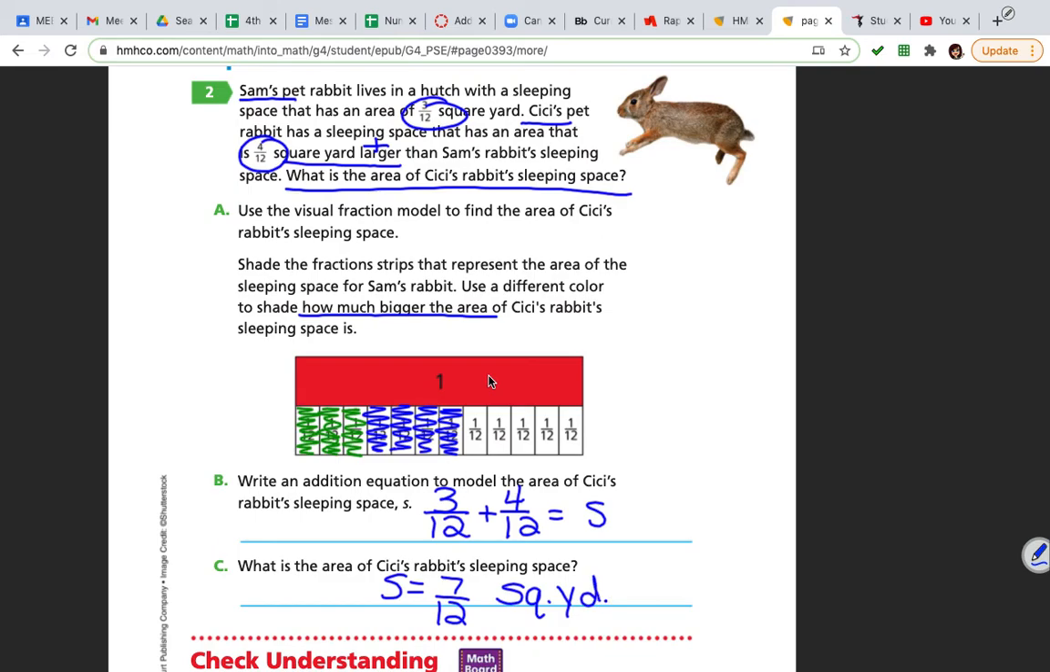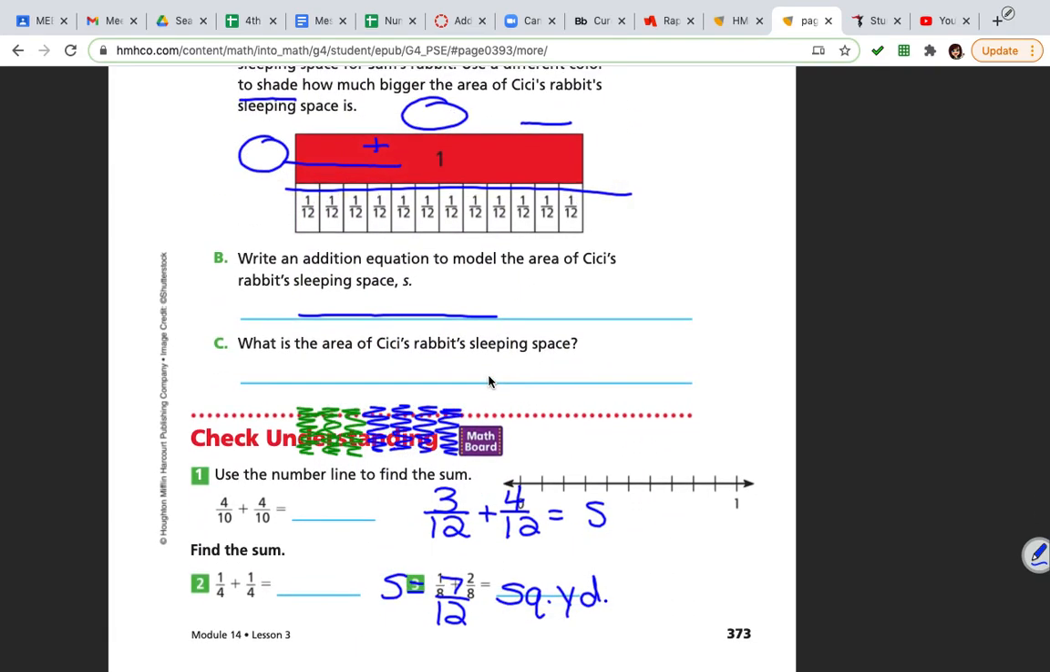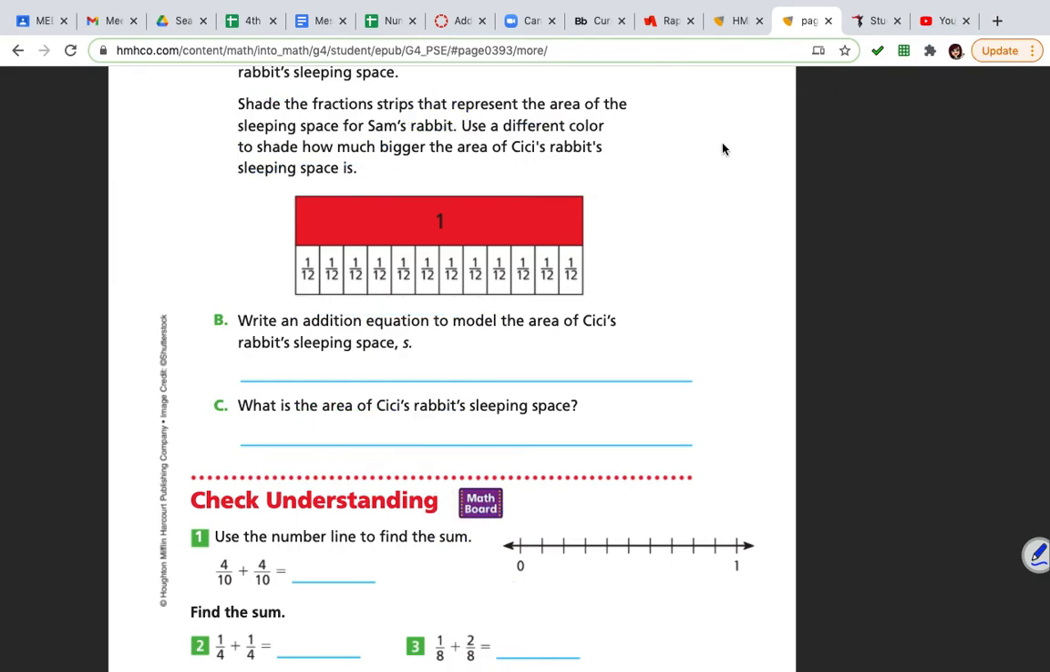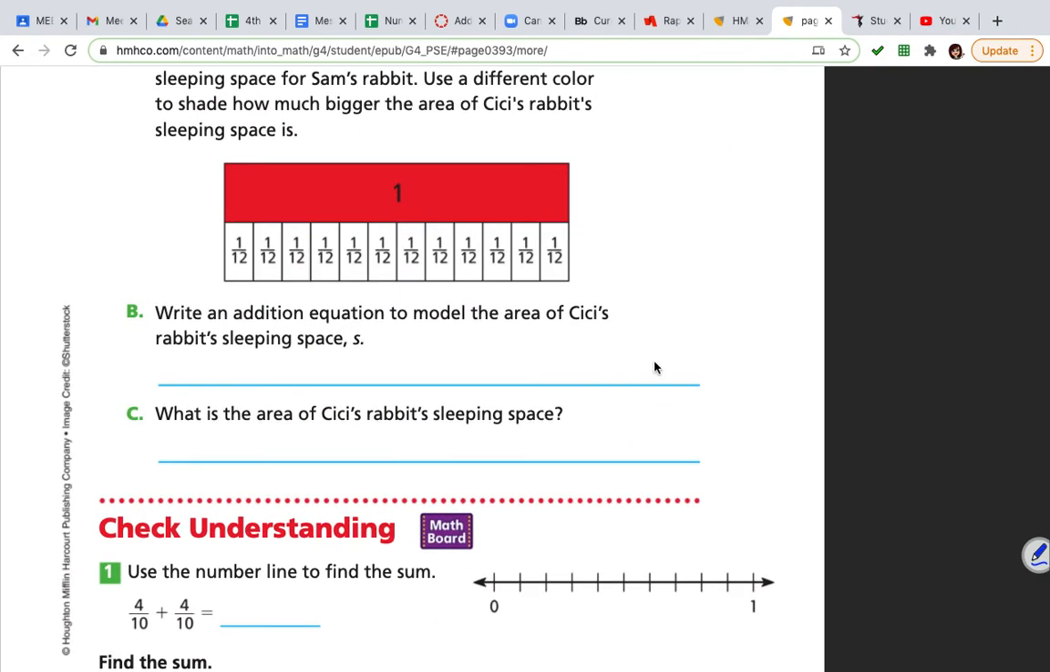So this question could have been hard if you didn't realize that the 4/12 larger means that Cece's space was not just 4/12, it was 4/12 bigger than the 3/12. So I want you to try number 1, 2, and 3 at the bottom of the page. Pause the video now, attempt 1, 2, and 3, and then start the video back to check yourself.